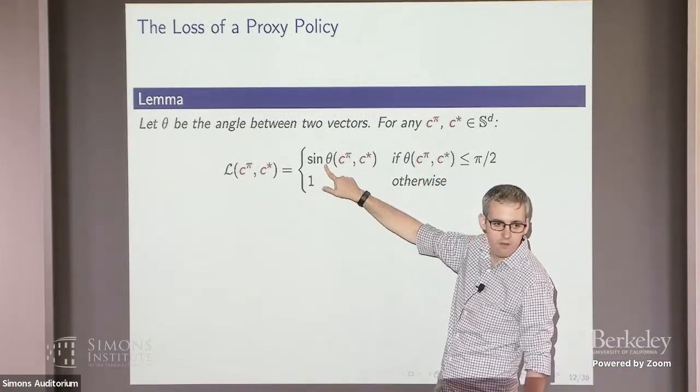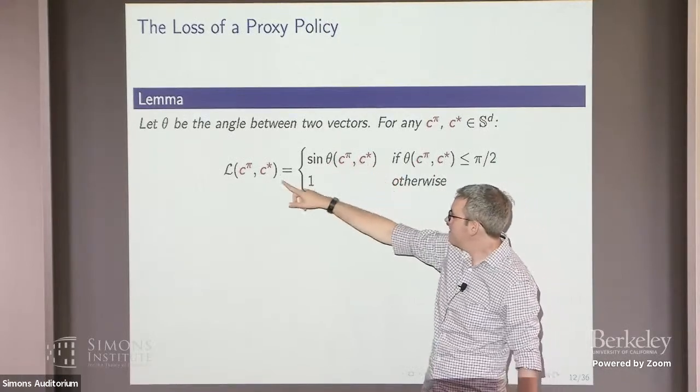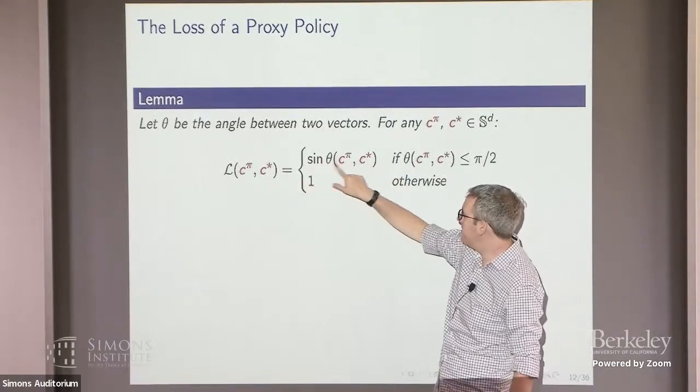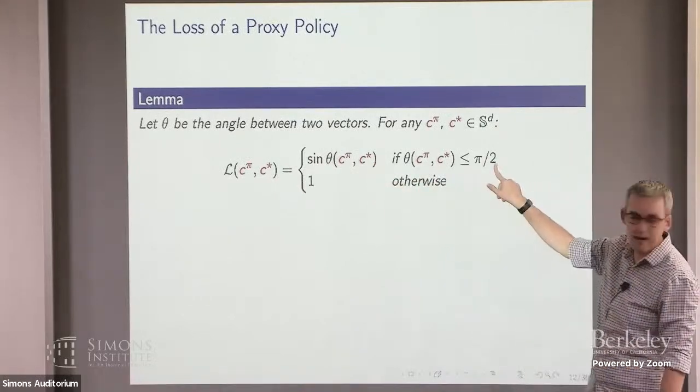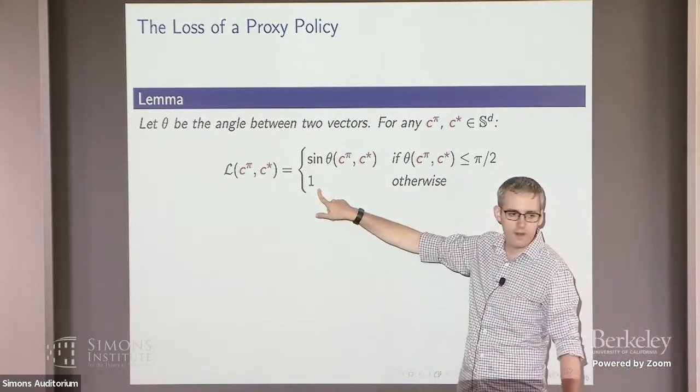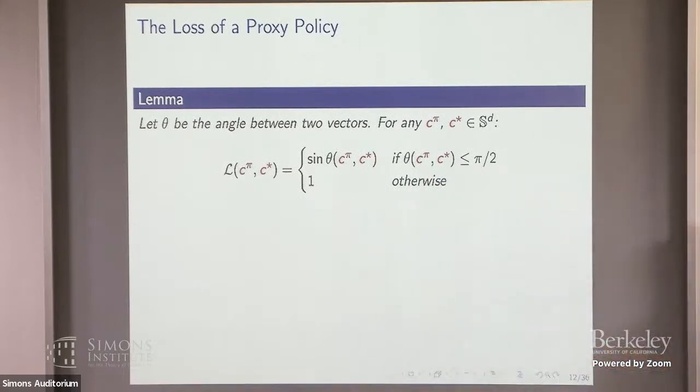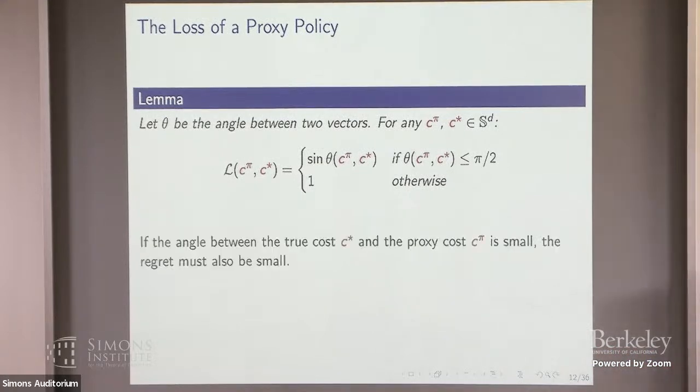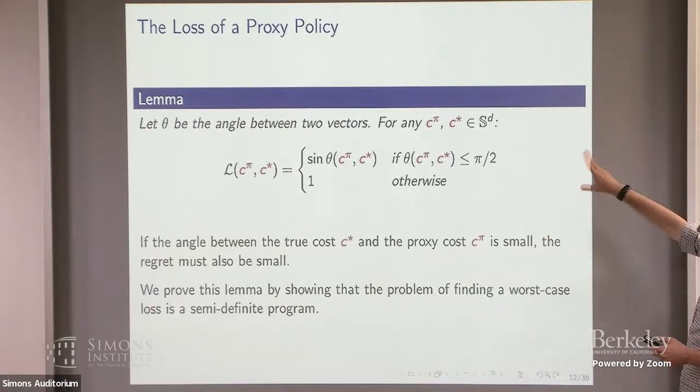That is, theta is the angle between the two vectors. So the loss is given by the sine of the angle between the two, if the angle is small enough. If the angle is big, 1 is the worst case, so I can't do anything. So it's pretty intuitive, right? If I think the cost is this and the true cost is not too far away, my loss is not that bad. It's intuitive, but it's actually hard. The way we prove this lemma is via semi-definite programming. And if you have questions about that, Yuri is the man. The technical work to prove this is harder than it looks based on the statement of the result.